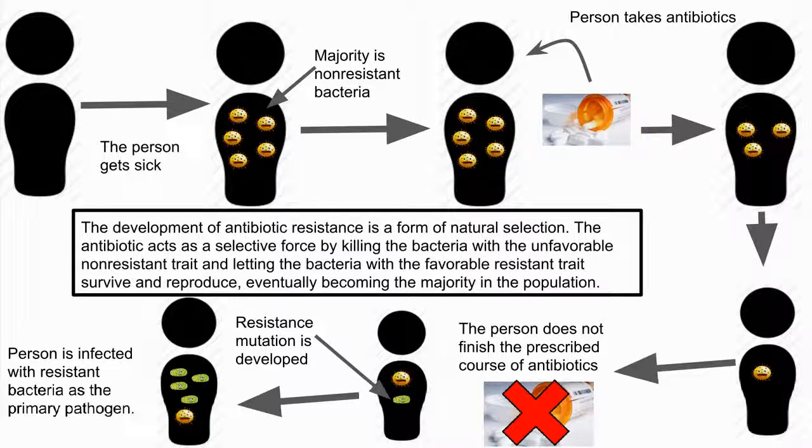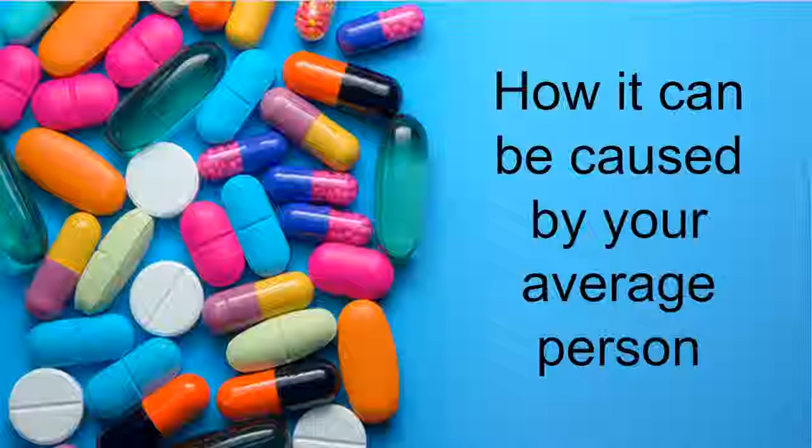So clearly the development of antibiotic resistance is a form of natural selection, as the antibiotic acts as a selective force by killing the bacteria with the unfavorable non-resistant trait and letting the bacteria with the favorable resistant trait survive and reproduce, eventually becoming the majority in the population.